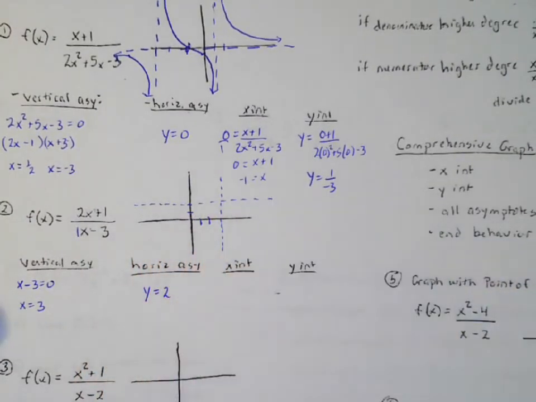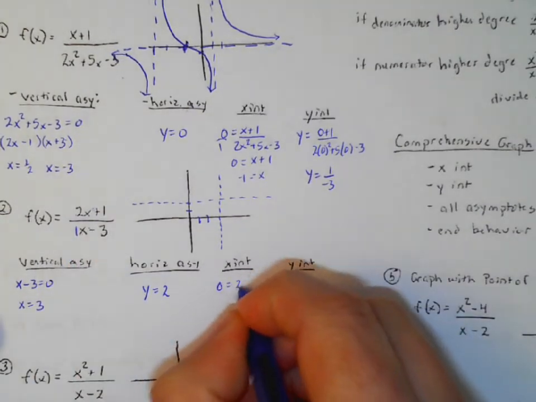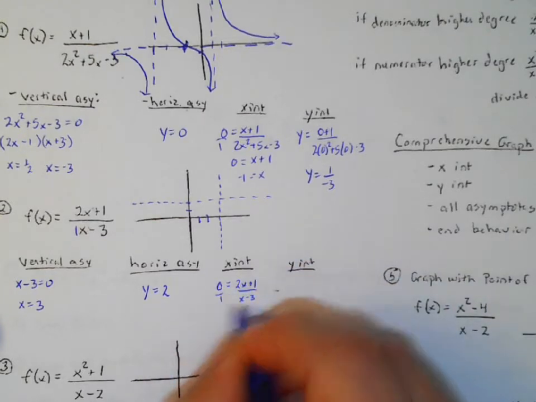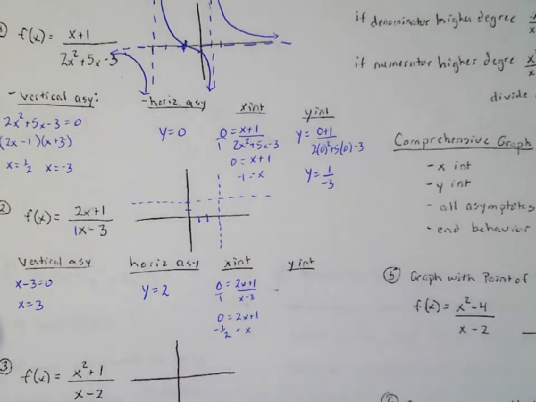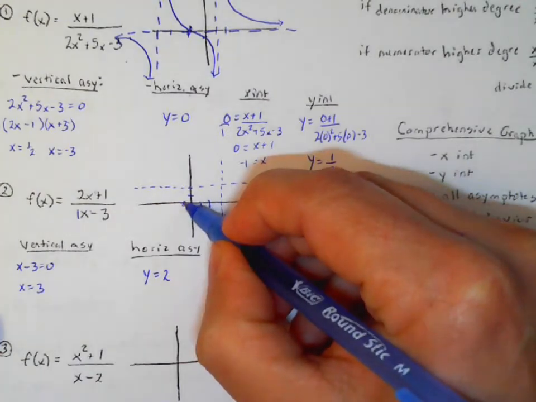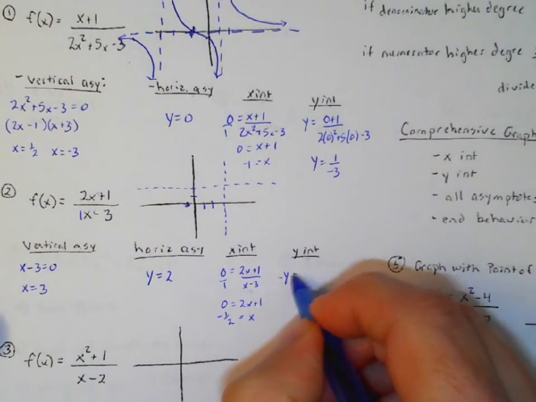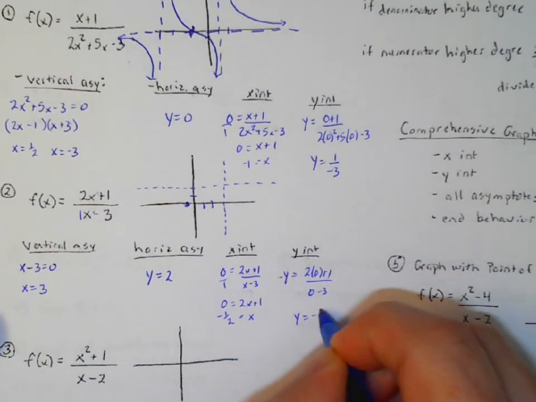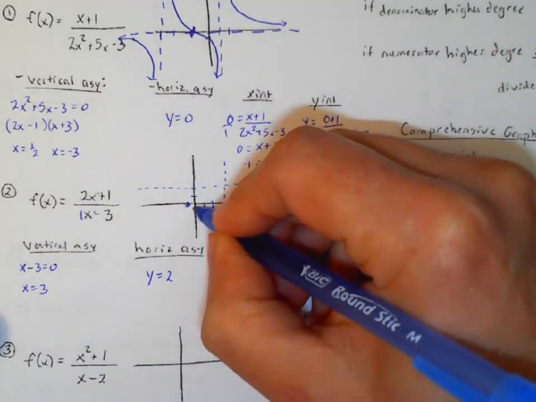Okay, so I have my two asymptotes. My x-intercept happens when my y is 0. If I cross multiply, 0 times x minus 3 is 0. And if I solve this, I get negative 1/2. So I know it's going to intercept my x-axis at negative 1/2. My y-intercept happens when I plug 0 in for the x's. So 2 times 0 plus 1 over 0 minus 3 gives me negative 1/3. It's interesting, it's the same as up there. Anyway, it's not always going to be that, but so negative 1/3.